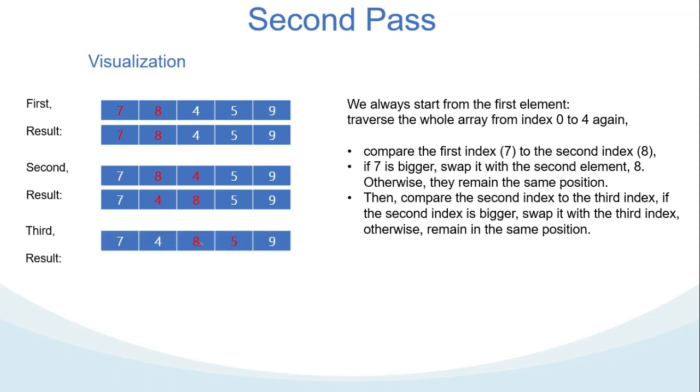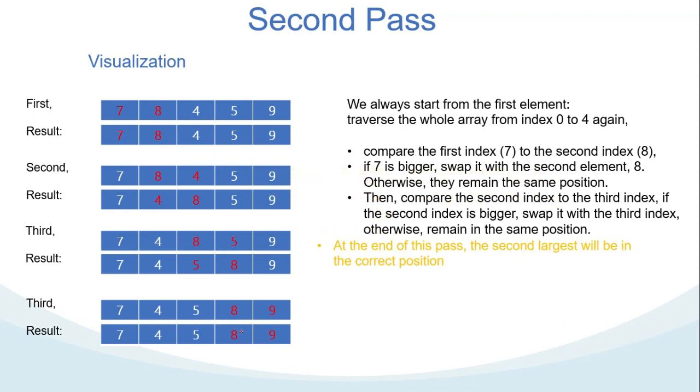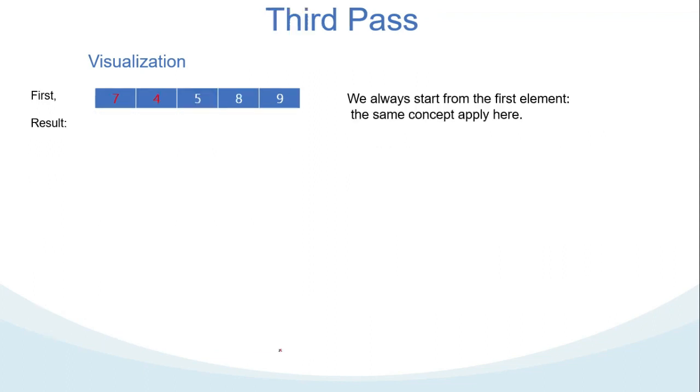We again start from the third index and compare it to the fourth index with the same concept applied, and here is the result. And then again, we read from the fourth index and compare it to the last index. The same concept applies, and here is the result. So at the end of this pass, the second largest will be in the correct position. As I mentioned previously, the next largest item bubbles up and moves to its correct position at the end of each pass. And now we continue to the third pass.